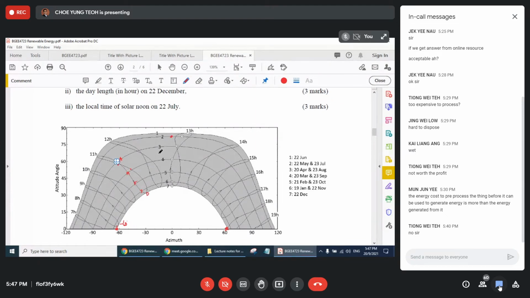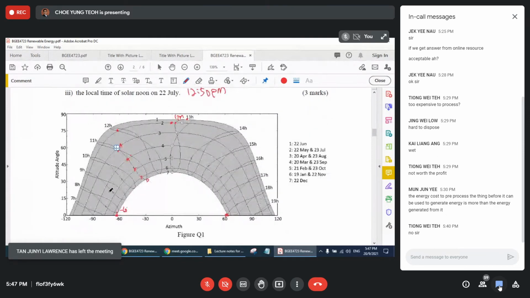So I have the time here is June. So this is July. 1 p.m. July. June, July. 1 p.m. 12 p.m. July. So I can say that the local time should be maybe 12:50 p.m. around that line. So everything you just refer to the sun path diagram over here.